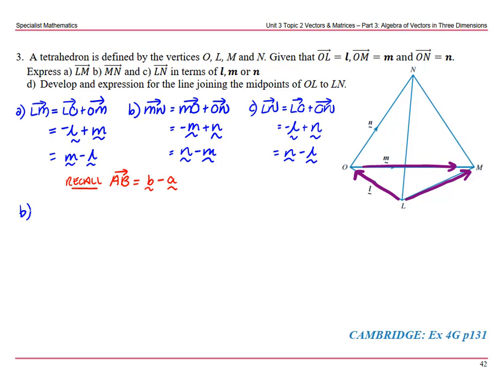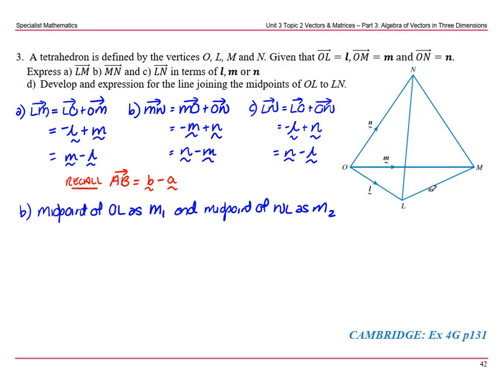Part B, define the midpoint of OL as M1 and midpoint of NL as M2. So putting that on our diagram, let's get rid of these purple lines. Midpoint of OL, so this is OL. So this point here, we're going to say is M1. Midpoint of NL, so NL, midpoint of that, we're saying is M2. So we want an expression for the line joining M1 and M2.